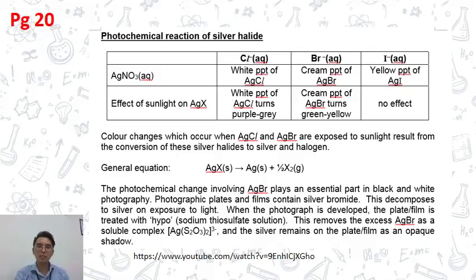One last thing you need to know is that AgCl and AgBr can decompose in the presence of light. In the presence of light, AgCl and AgBr can be decomposed to silver metal as well as chlorine or bromine gas. So this is a fundamental principle that we use in photography. This decomposition reaction is how we develop a film. And I'm going to show you a video on this.